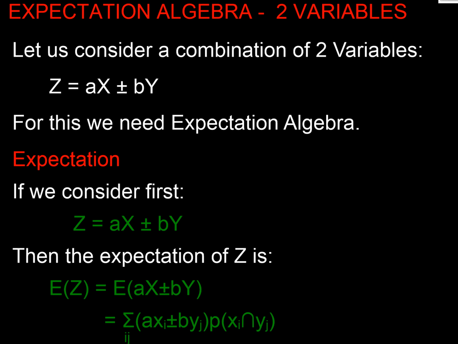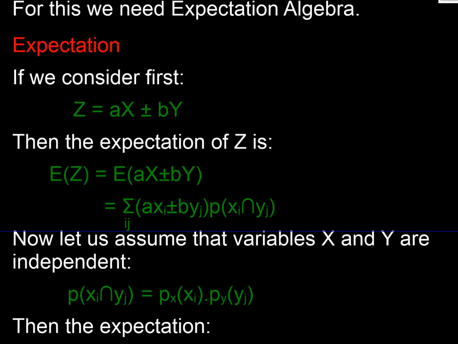Hello, this is the final summary of the most complicated two-variable example we could get, solved using expectation algebra. In this case, we're going to look at a z which is made up of a combination of two variables, x and y, and their linear multipliers. And I've also put in the plus and minus here, so that you can see what the effect is of it being plus or minus.